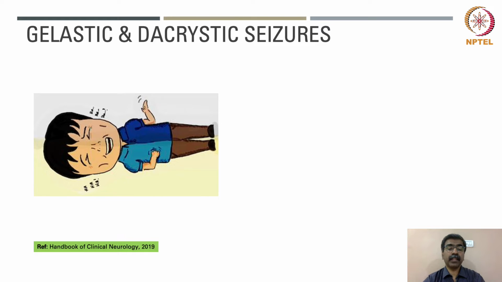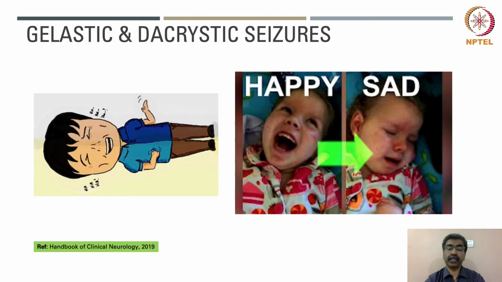They typically occur in association with hypothalamic hamartomas, but laughter may also occur in complex partial seizures of frontal or temporal lobe origin. What are dacrystic seizures? They are characterized by paroxysmal ictal or periictal crying or weeping. They have been reported in patients with hypothalamic hamartomas, frontotemporal and orbitofrontal seizures. Seizures are characterized by stereotyped crying and may encompass lacrimation, sobbing, or sad facial expression.